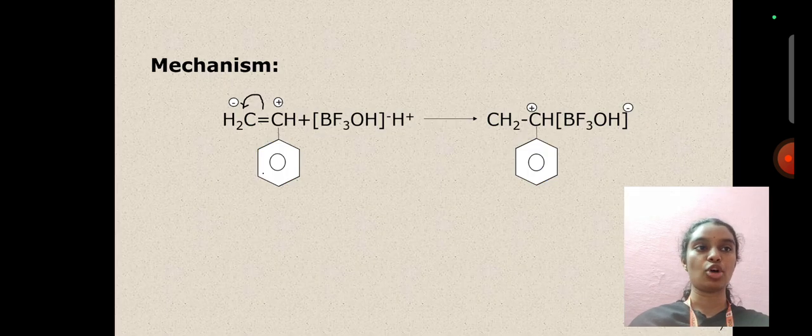In the mechanism of the initiation, we can see that the pi bond of the styrene is transferred to the carbon. Here, the pi bond is the donor, that is why a positive charge is formed, and here a negative charge is formed. This will react with the H plus ion and form the saturated bond in the product as shown.